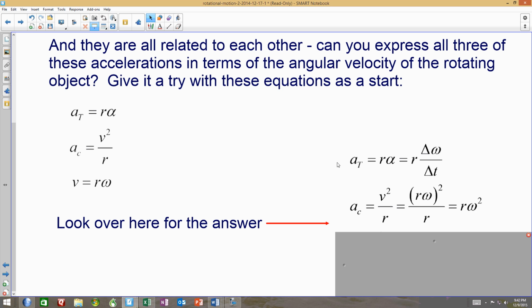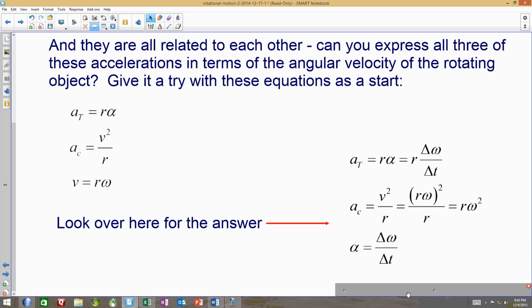Okay, so now we've expressed the tangential acceleration in terms of omega, and we've expressed the centripetal or center-seeking acceleration in terms of omega. Well, we know alpha is defined as delta omega over delta t. And so there you go. Here we have alpha from this definition, right? So we've put that in, and we can see that we have related these to the angular speed or angular velocity.